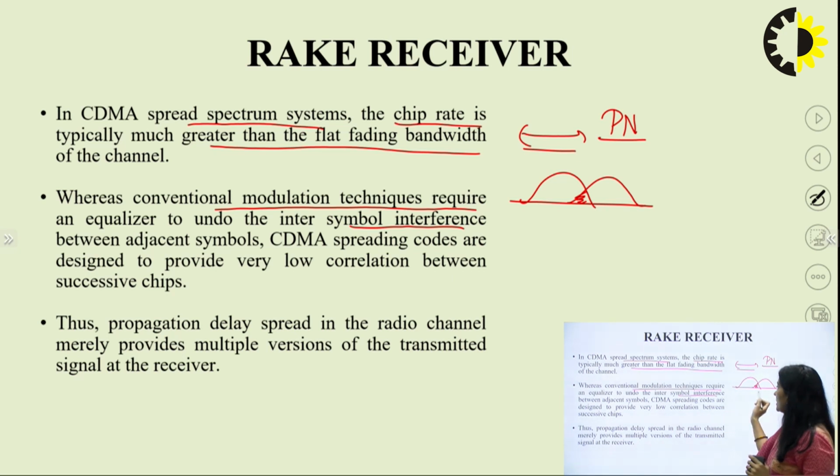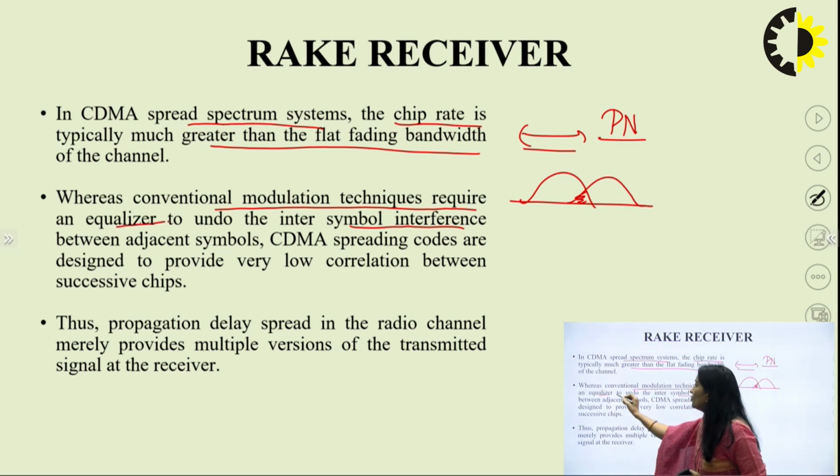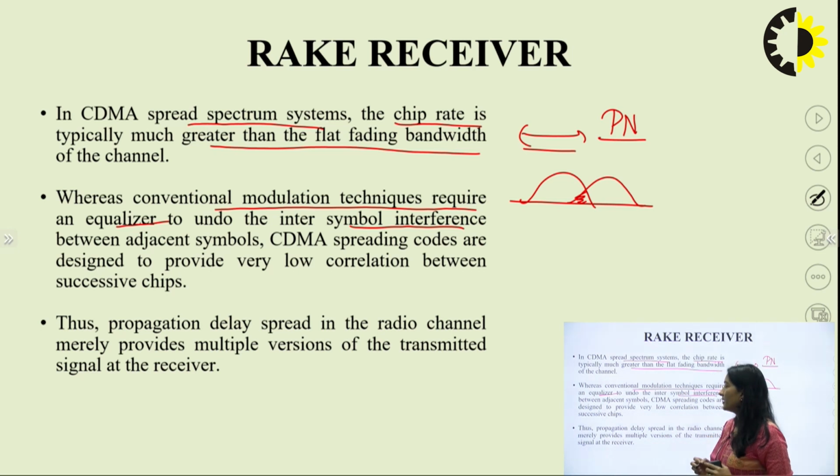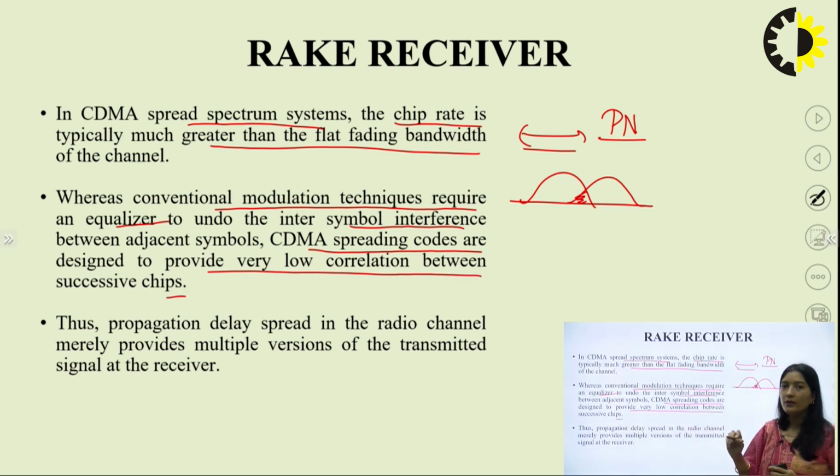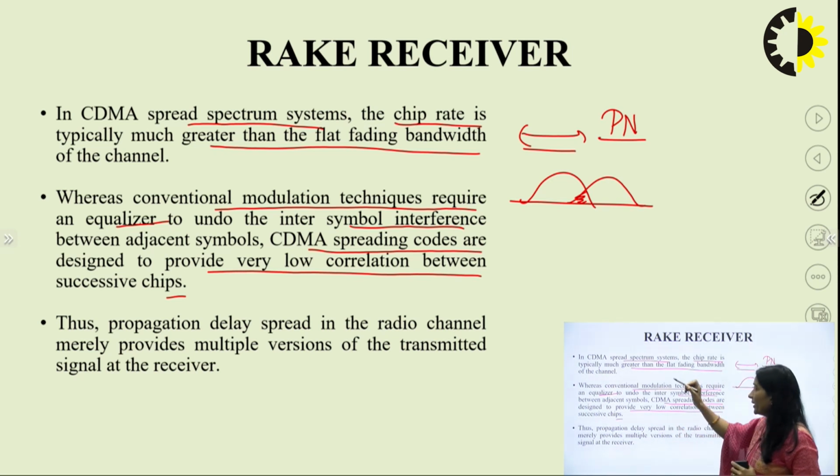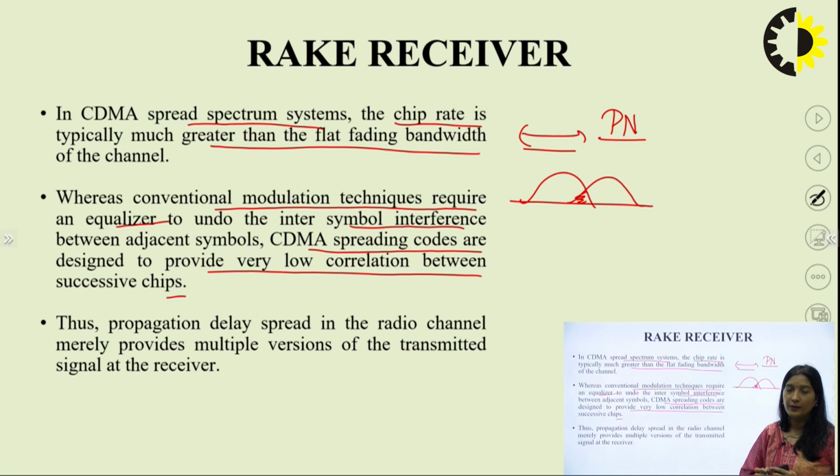So, this is known as intersymbol interference, and in normal TDMA or FDMA techniques, we can use an equalizer to remove the effect of intersymbol interference. In CDMA, spreading codes are designed to provide very low correlation between successive chips. So, in CDMA, we cannot use an equalizer because the chip rate is much higher than the flat fading bandwidth. So, we go for the RAKE receiver.